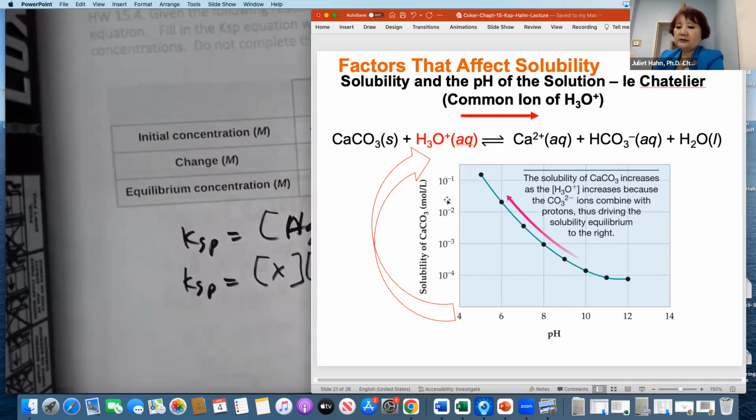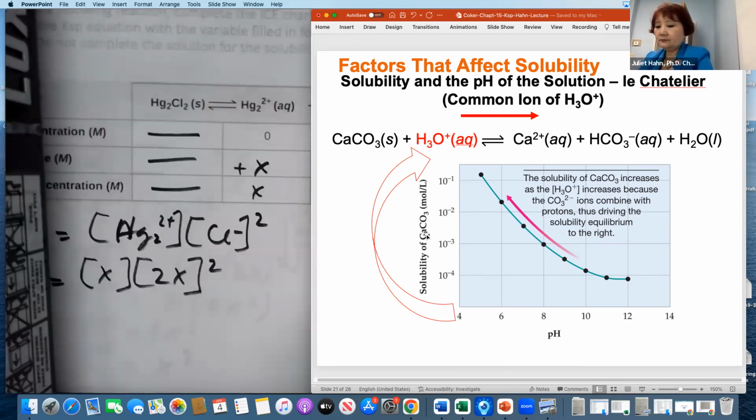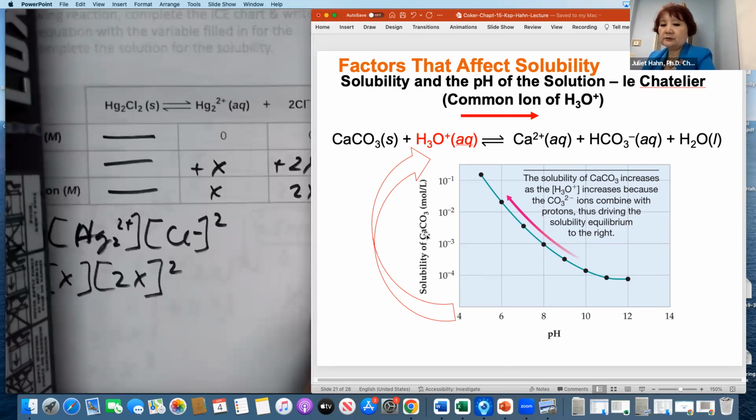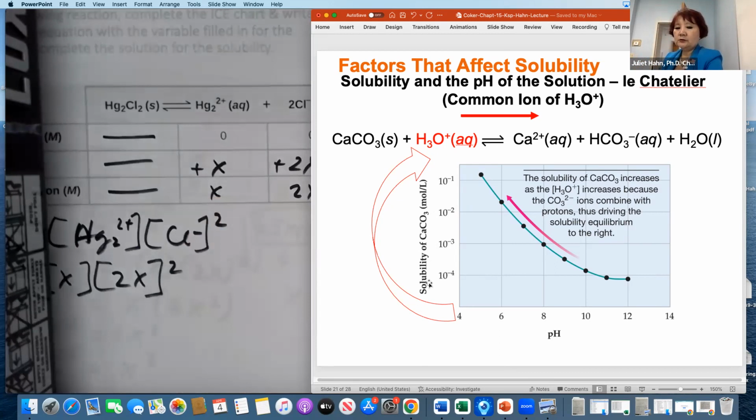So this is the effect on solubility, the little x that you have when you're doing these calculations, that you got for solubility. This axis is the solubility in moles per liter, the molar solubility. This axis is pH. And according to this equation, the more acidic it is, the more the reaction goes forward, the more soluble it is. The less acidic it is, the less soluble it is.